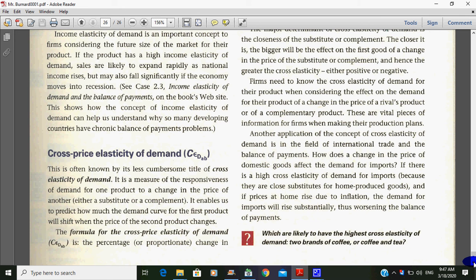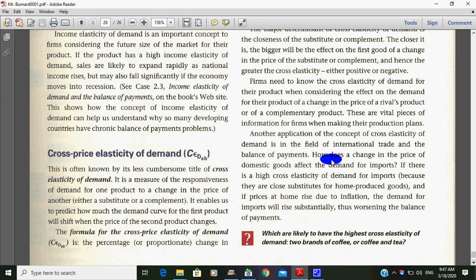Another application of the concept of cross elasticity of demand is in the field of international trade and the balance of payments. How does a change in the price of domestic goods affect the demand for imports? If there is a high cross elasticity of demand for imports, because they are close substitutes for home produced goods, and if prices at home rise due to inflation, the demand for imports will rise substantially, thus worsening what? The balance of payments.